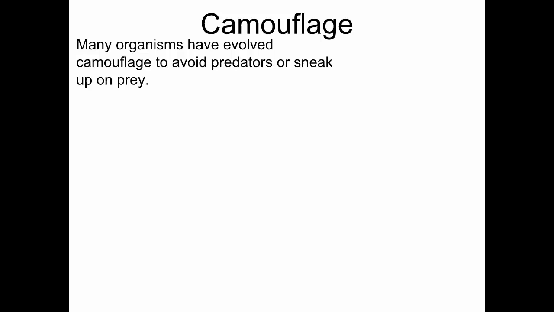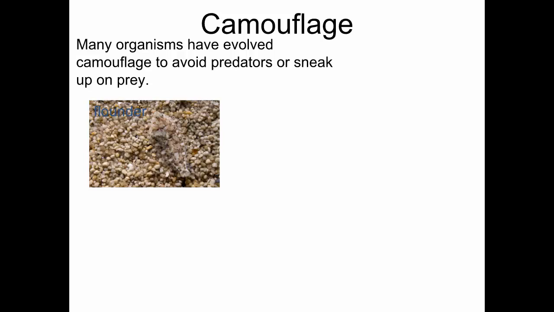Camouflage is very commonly used as an example of natural selection. And there are some really cool examples of camouflaged organisms. Camouflaged organisms have evolved usually because being camouflaged allows you to avoid predators or allows you to sneak up and eat more prey. This is a flounder. It's a fish that lives on the bottom of the ocean. It blends in perfectly with the bottom.